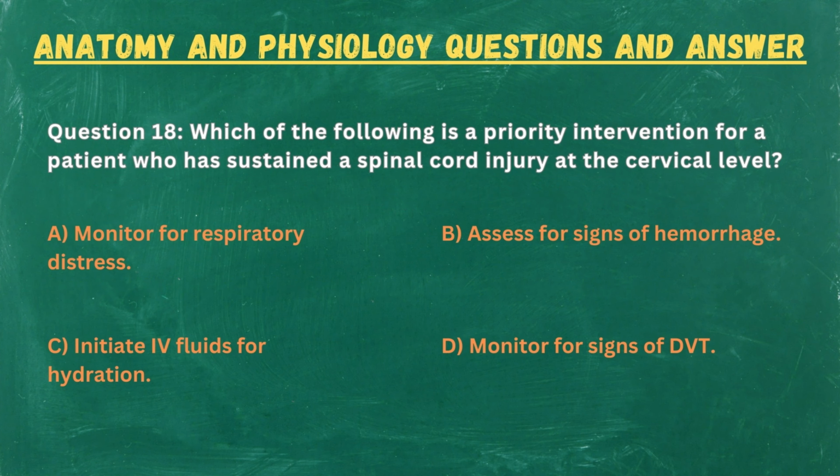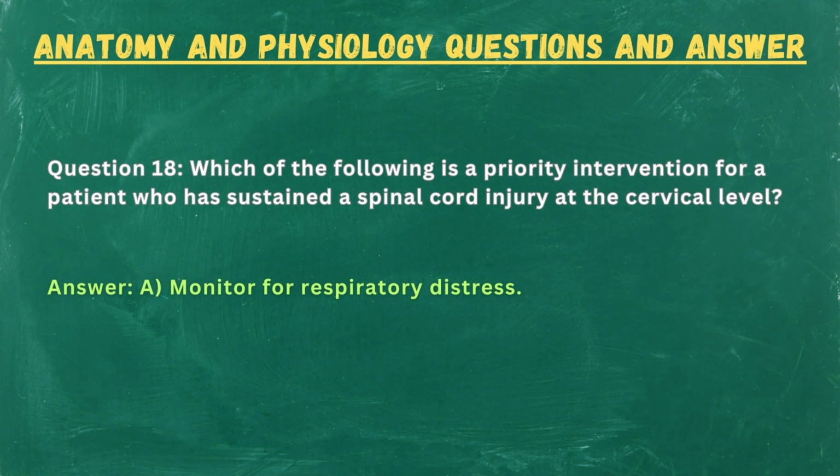Question 18. Which of the following is a priority intervention for a patient who has sustained a spinal cord injury at the cervical level? A. Monitor for respiratory distress. B. Assess for signs of hemorrhage. C. Initiate IV fluids for hydration. D. Monitor for signs of DVT. Answer: A. Monitor for respiratory distress.